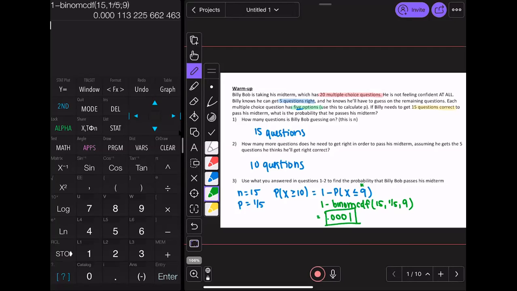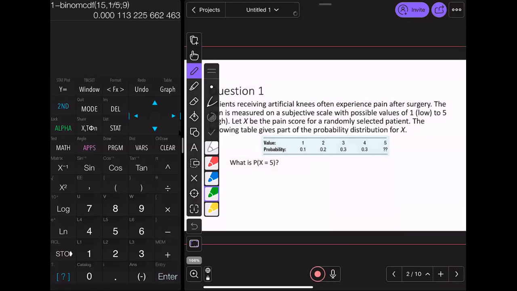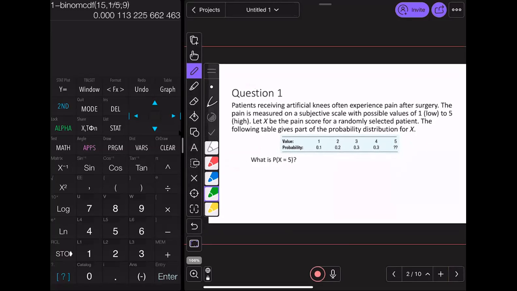So this is going to be a mix of all the stuff that we talked about in Unit 6, just to refresh your memory. All right, so this one says, patients receiving artificial knees often experience pain after surgery. The pain is measured on a subjective scale with possible values of 1 to 5. Let X be the pain score. The following table gives the probability distribution for X.